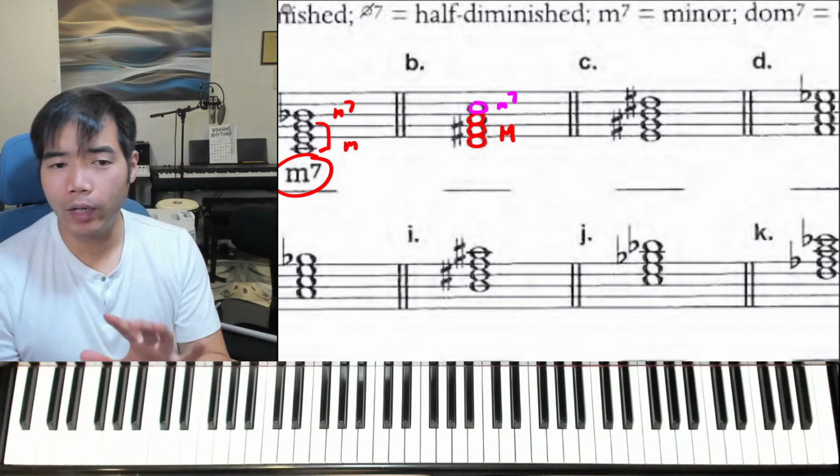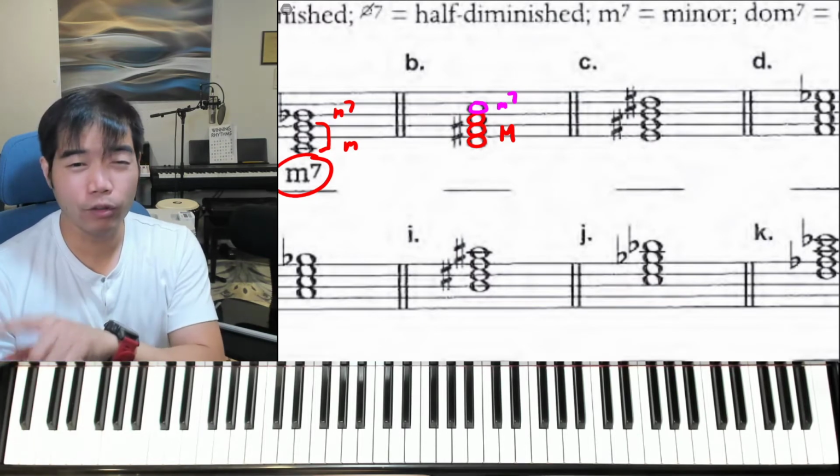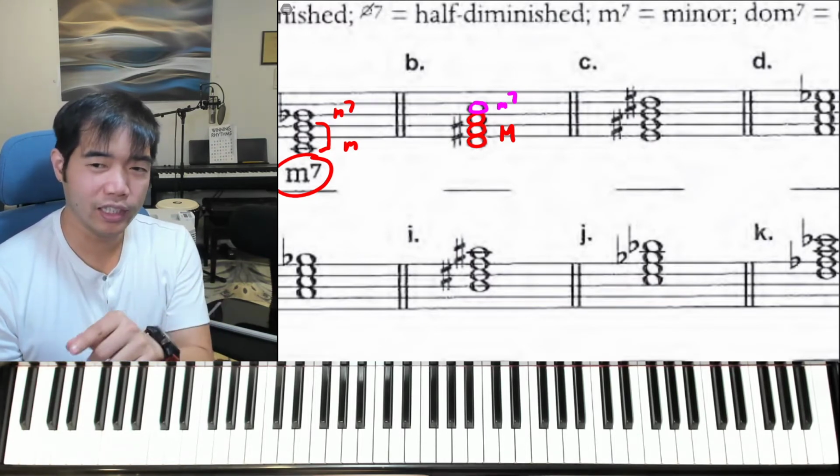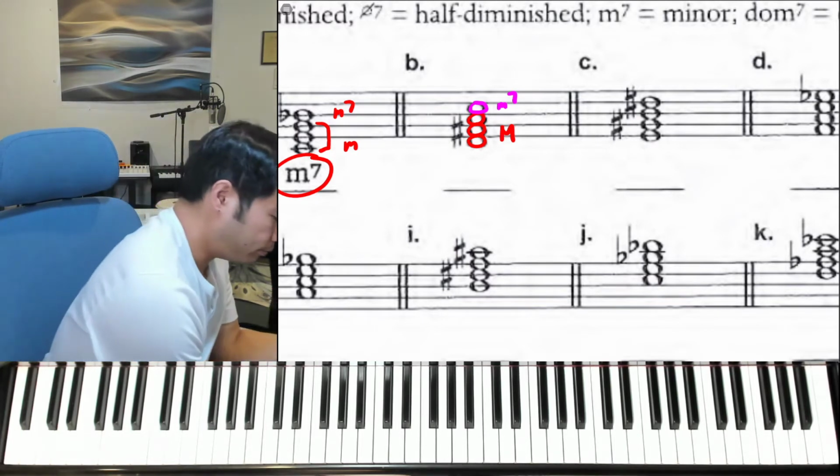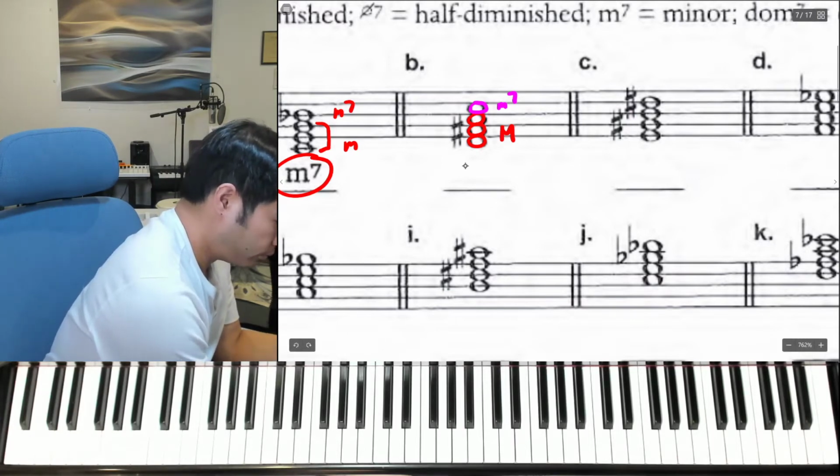So if you have a major triad and a minor 7th, that makes a major minor 7th, otherwise known as a dominant 7th, or just a 7th. So we're going to write 7.